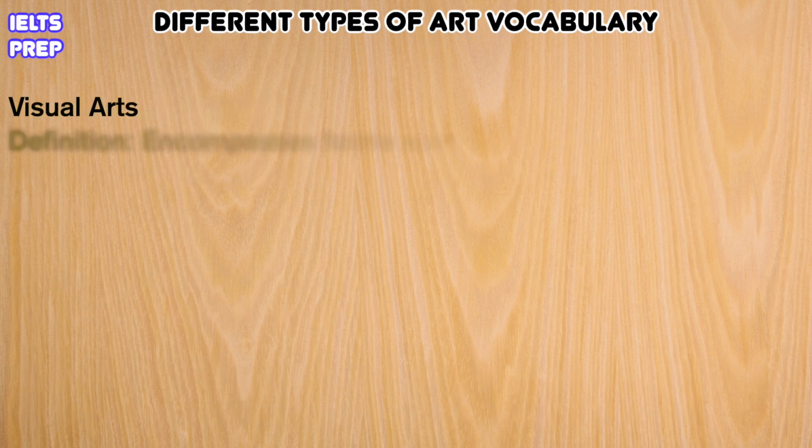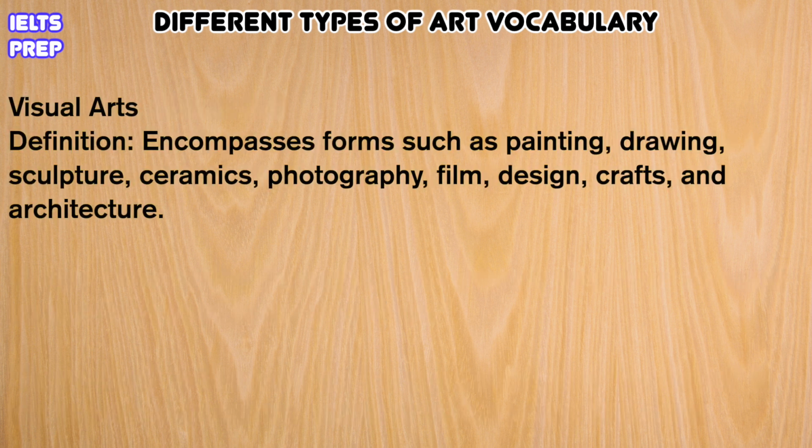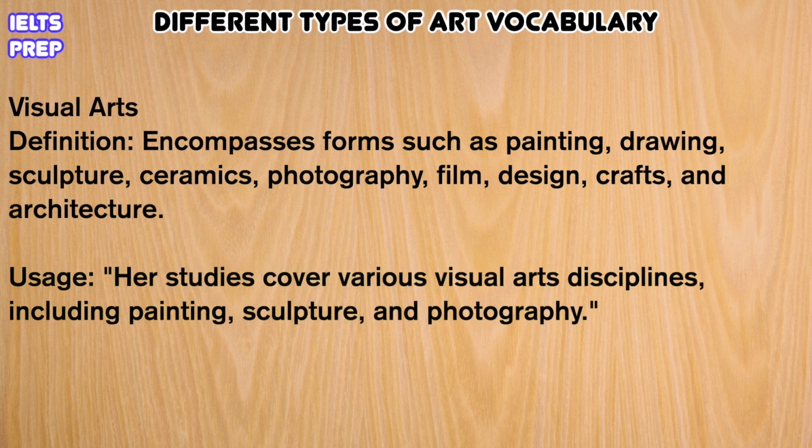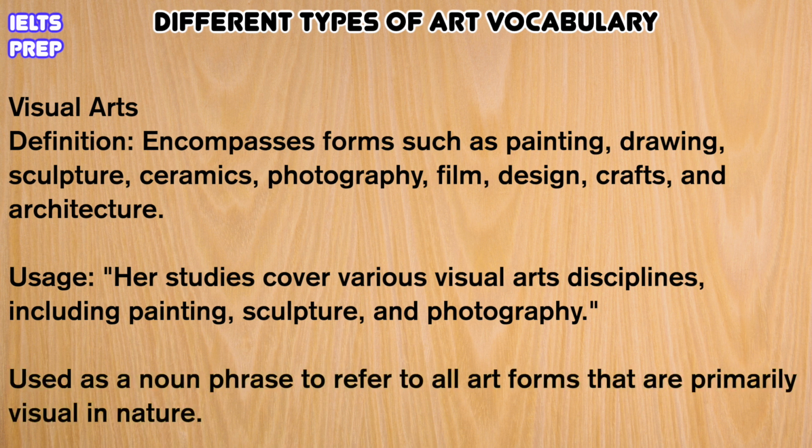Visual arts. Definition: encompasses forms such as painting, drawing, sculpture, ceramics, photography, film, design, crafts, and architecture. Usage: Her studies cover various visual arts disciplines, including painting, sculpture, and photography. Used as a noun phrase to refer to all art forms that are primarily visual in nature.